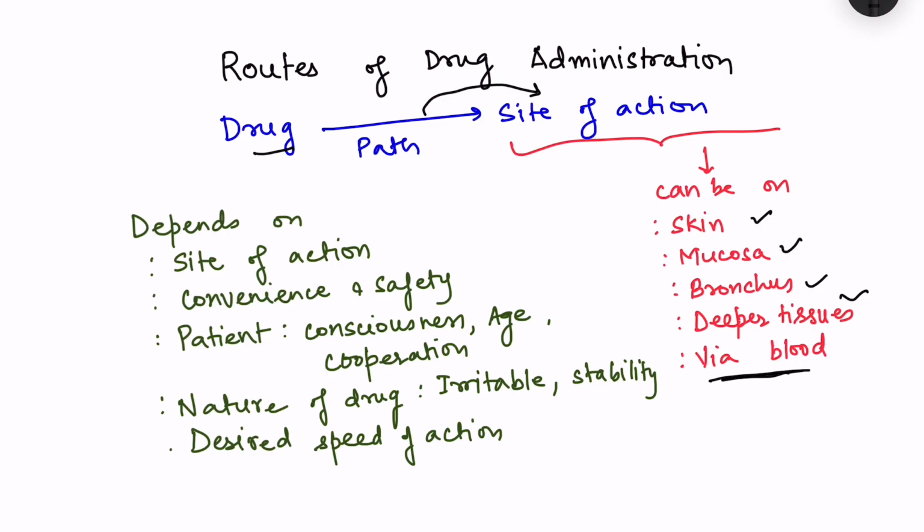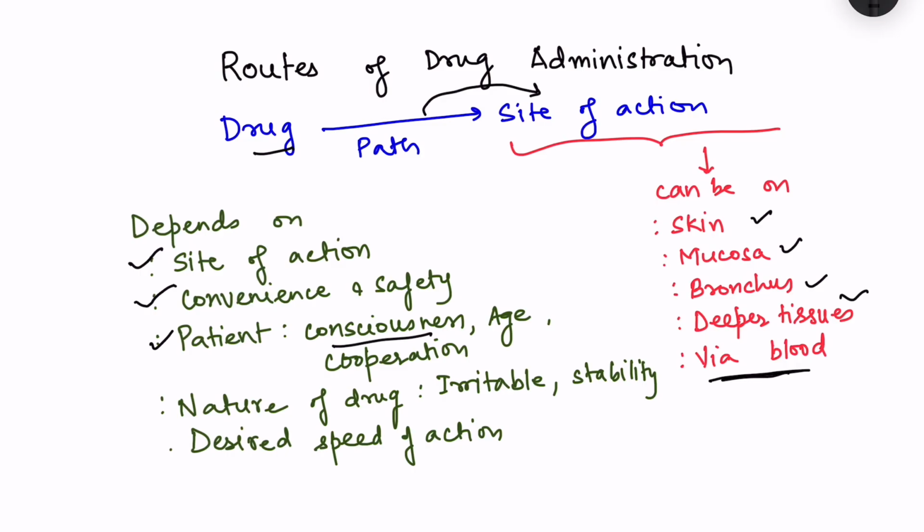So this route of drug administration, that means how we give the drug to the patient, depends on the site of action of the drug, which can be any of these as I told you. It also depends on convenience and safety. For example, if we ask a person to take the drug orally, it might be very convenient for the person to take the drug. Then patient factors also matter. For example, whether the patient is conscious or unconscious.